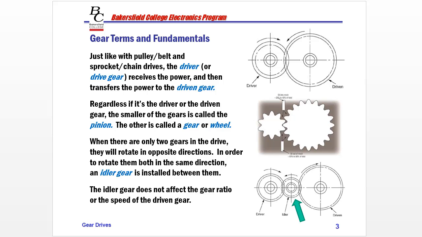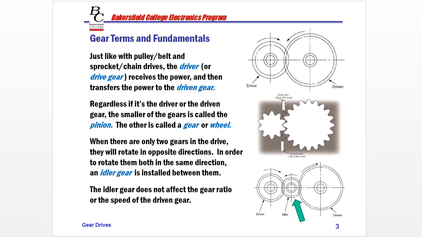In gear systems, it doesn't matter whether the driver or the driven gear is larger or smaller. It's the smaller gear of those two which is called the pinion. So the pinion is the small gear in a gear set. Then the other gear is just simply called a gear.